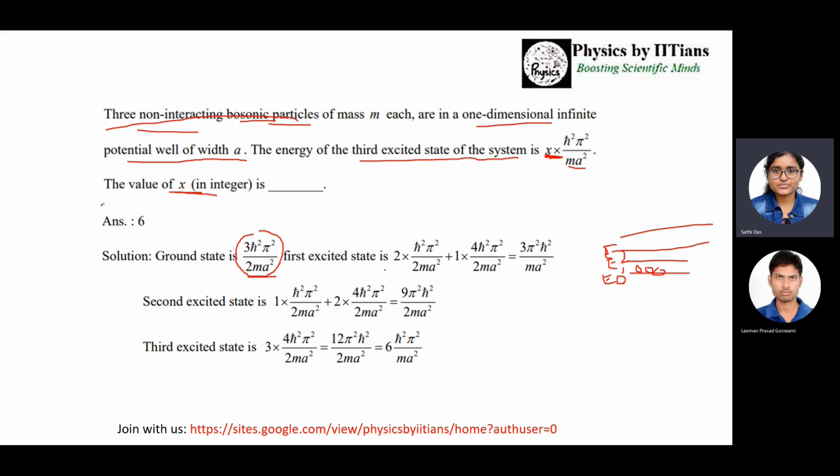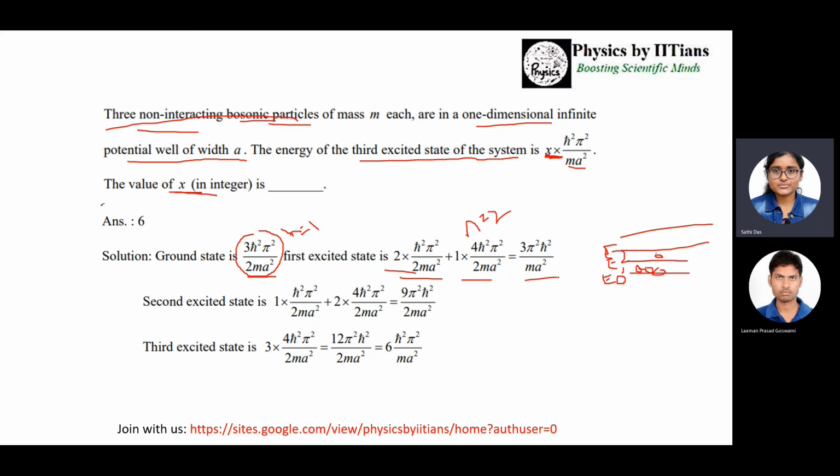Now the first excited state means that two of the bosons will stay in the ground state and one boson will go to the upper level, that is the first excited state. So consider two particles having the ground energy level and one particle having the first excited state. So the ground state is n equals 1 and here n equals 2. So n equals 2 squared means that will be 4.